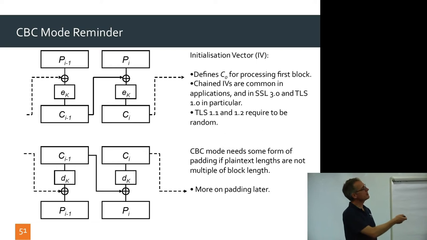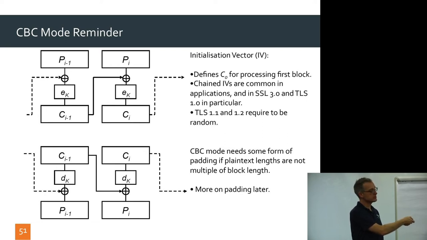So we need an initialization vector. Why do we need that? Well, imagine this is P1, the very first plaintext block. There is no P0 here, and in particular, there's no C0 to chain in here. So what we do is we put here a block, and that block, C0, is called the initialization vector, the IV.